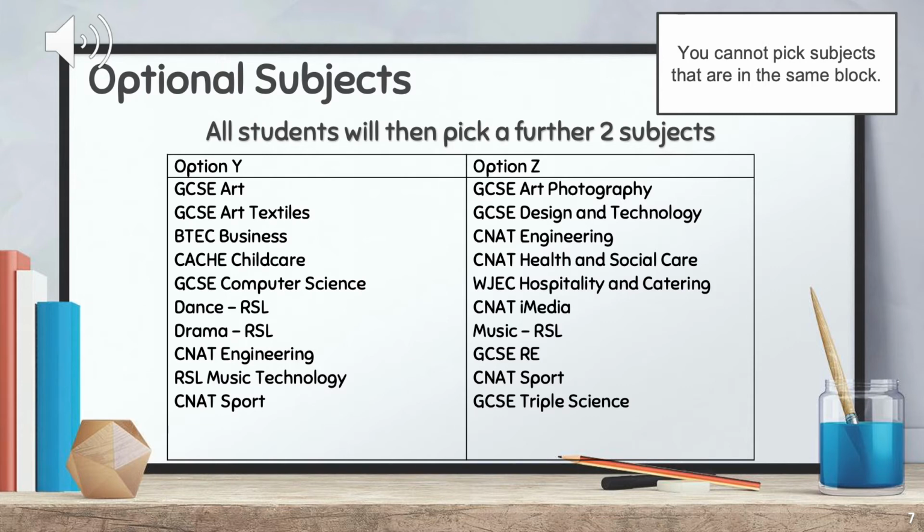Please be aware that if a student picks art from option Y, they cannot take art photography alongside this due to it having the same examination code. As well as that, engineering cannot be picked alongside engineering also. It needs to be a different option, and the same goes for sport.